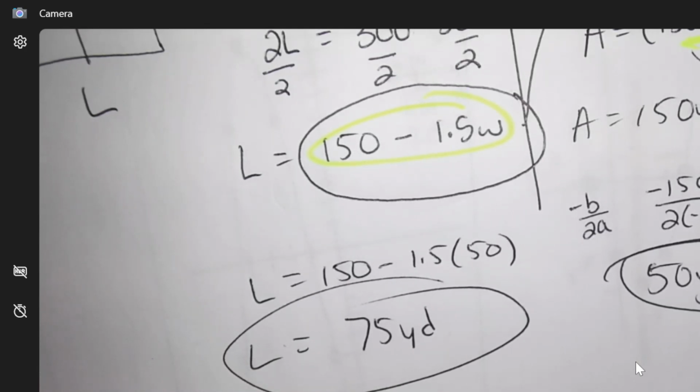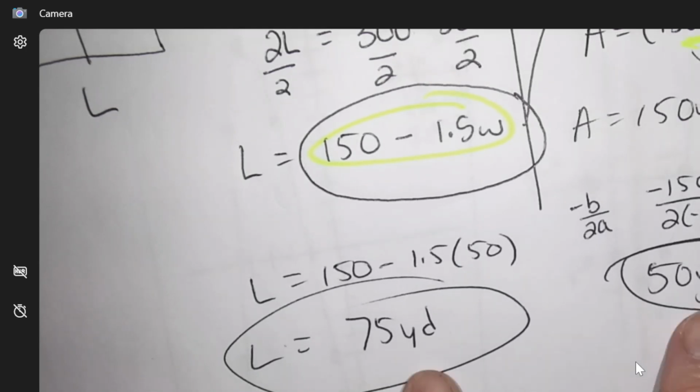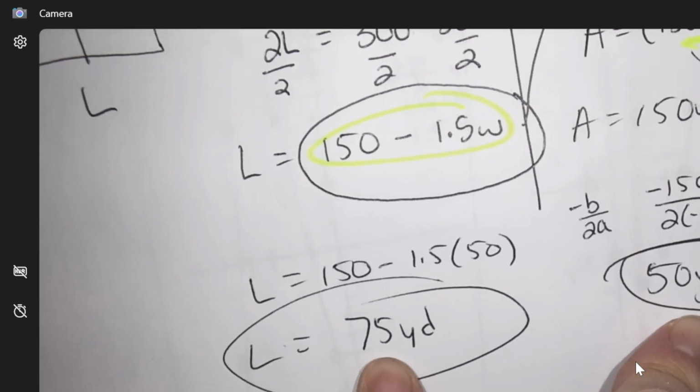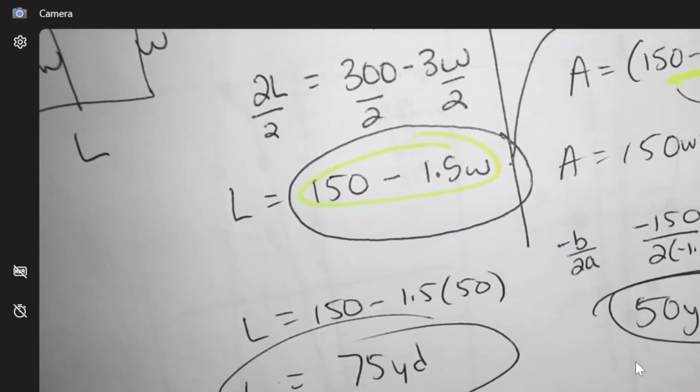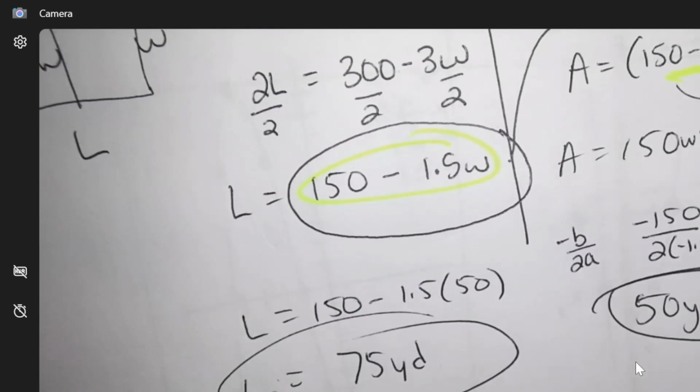Okay. If I did ask for area, you actually could do two things. You could just times those, because it's length times width. You could times those numbers, or you could plug into there, because they would both get you the same number.